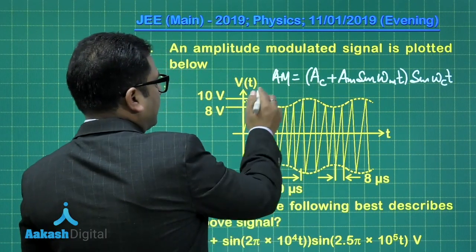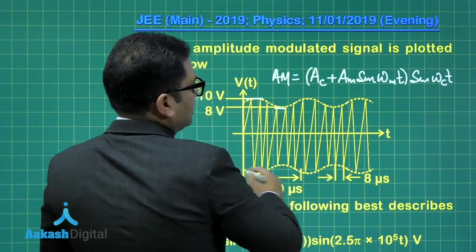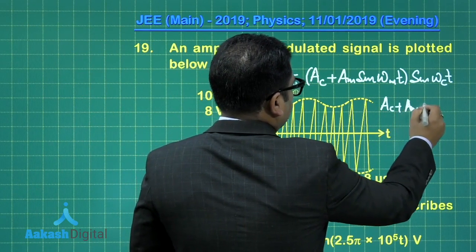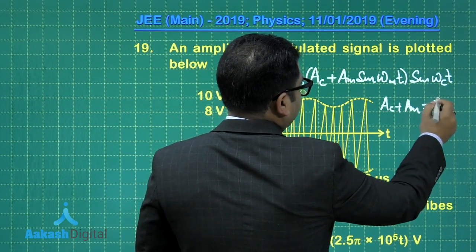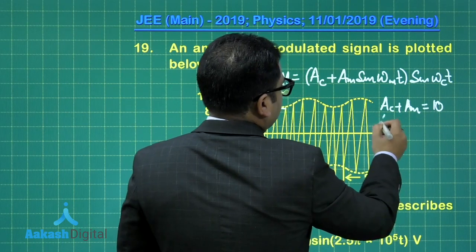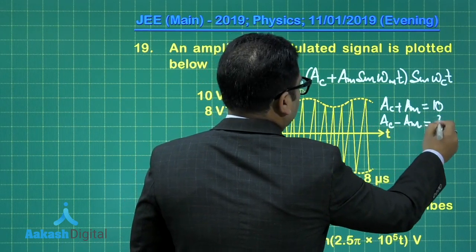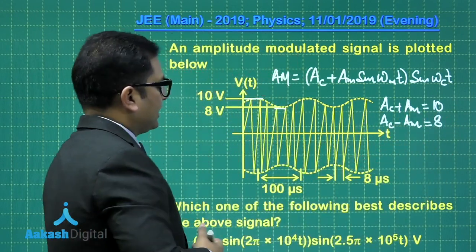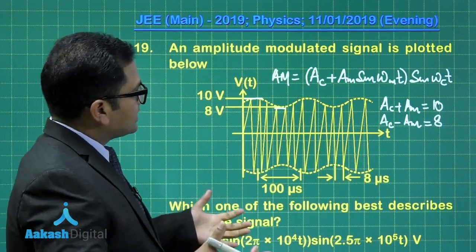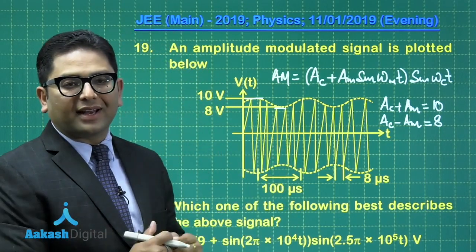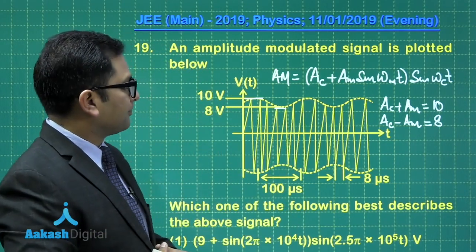First of all, if you see this one and this one, here you could see AC plus AM comes out to be 10, and AC minus AM comes out to be 8. So from this, we can easily calculate that AC would be equal to 9 and AM would be equal to 1. All right, so the first job has been done.